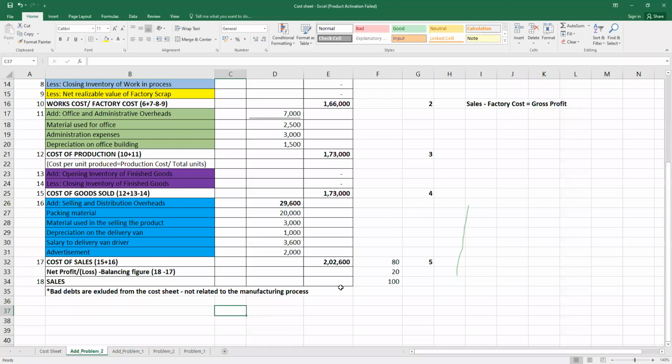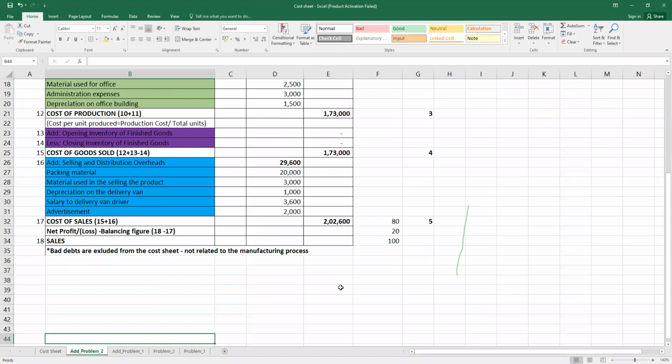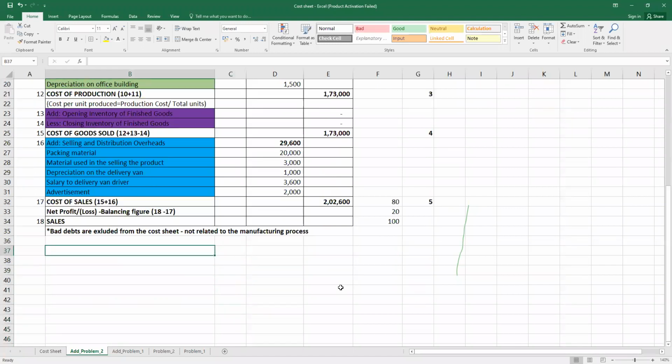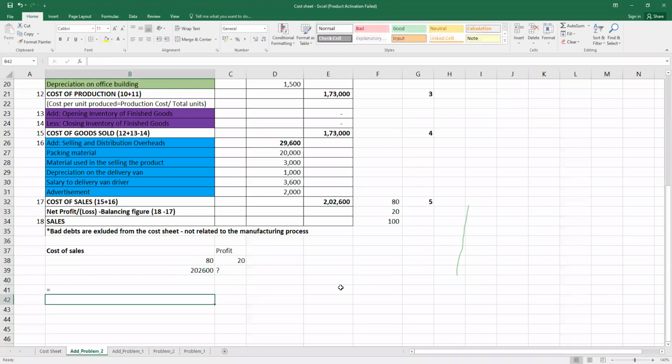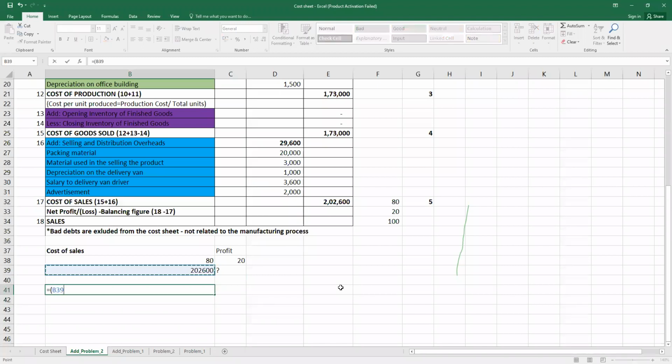Okay, let's see. On one hand, we are having cost of sales, and on the other hand, we are also having profit. So it is seen that when cost of sale is 80, profit is 20. So if the cost of sale is 2,02,600, then what will be the profit? We will do cross multiplication. 2,02,600 into 20 divided by 80.